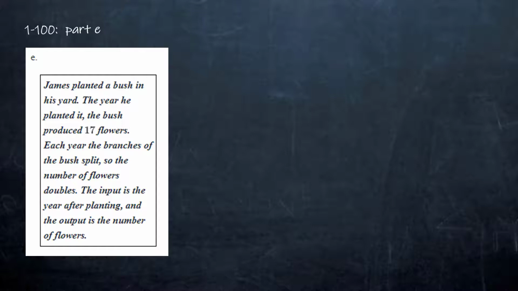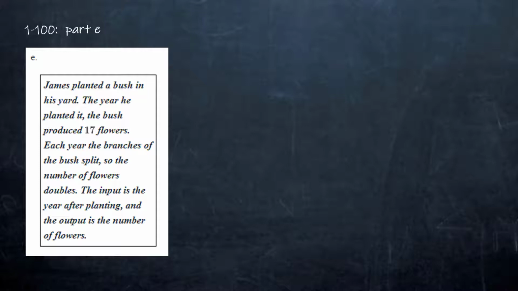We only have one more left after this one. And it says, James planted a bush in his yard. The year he planted it, the bush produced 17 flowers. So after the first year, he had 17 flowers. Each year, the branches of the bush split, so the number of flowers doubles. The input is the year after planting, and the output is the number of flowers.